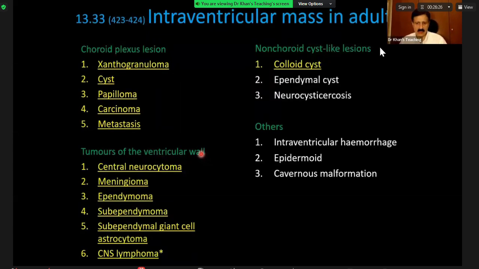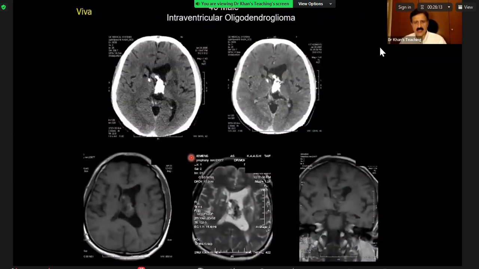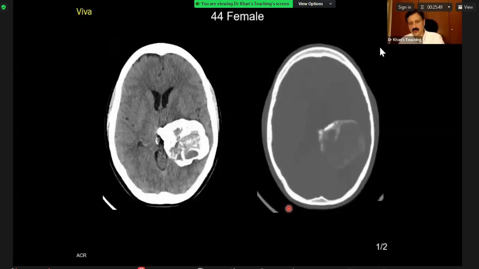as in malignancy-wise. So central neurocytoma and oligodendroglioma, both of them might not enhance. And this is another example, intraventricular oligodendroglioma, which shows calcification. And though I have not shown you here with contrast, this also did not show any enhancement. So these two tumors, central neurocytoma and oligodendroglioma, should be in the differential of the case which I showed you.